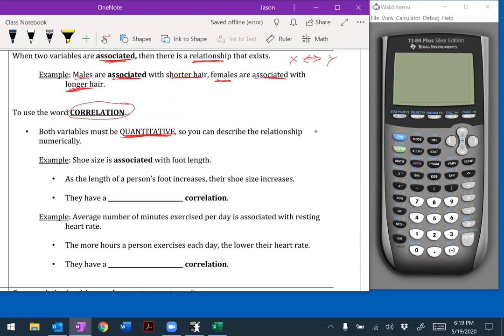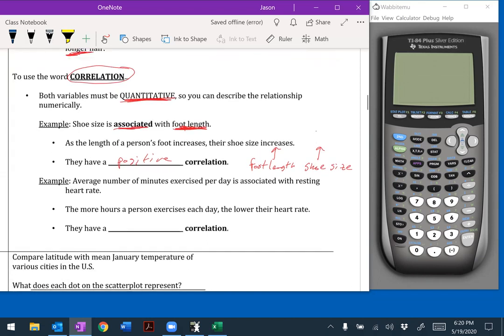Example, shoe size is associated with foot length. That's how you measure your foot length, is a certain shoe size. They have a blank correlation, and what goes in the blank here is a positive correlation. As foot size goes up, as foot length goes up, well, what happens to shoe size? Well, it also goes up. As foot length goes up, shoe size also goes up.